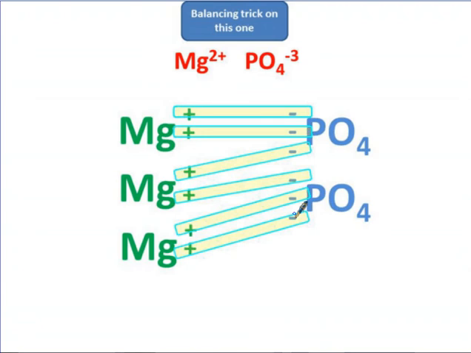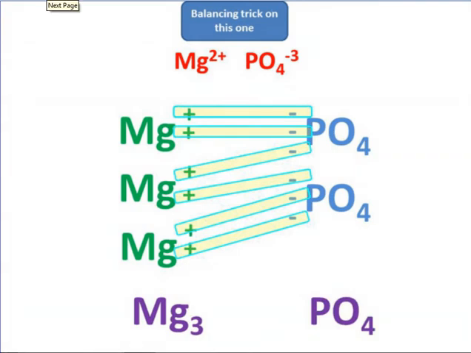Now, how do we write this? I've got 3 magnesiums, so I'm going to do Mg and a subscript 3. I have 2 PO4s, so the first thing I want to write is PO4.